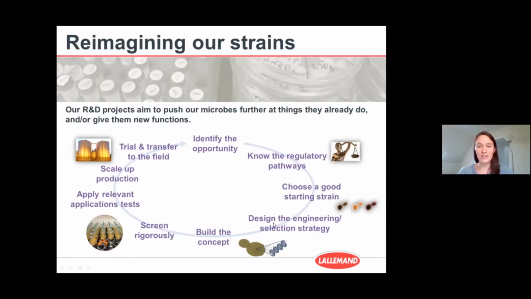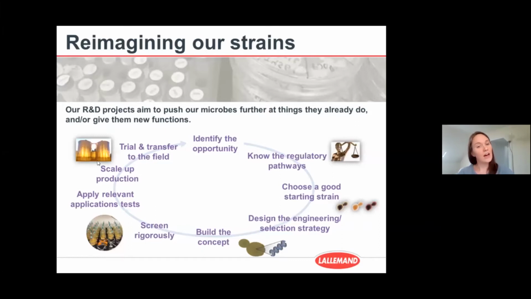And then next, of course, you want to design your engineering or selection strategy and get going on building that concept. So build a lot of prototype strains. And once you have some sets or libraries of populations and isolates, you want to screen very rigorously. And your screening ideally should advance toward more and more relevance in terms of getting very close to application testing, where you're mimicking the environment that your strains will encounter ultimately in the field.